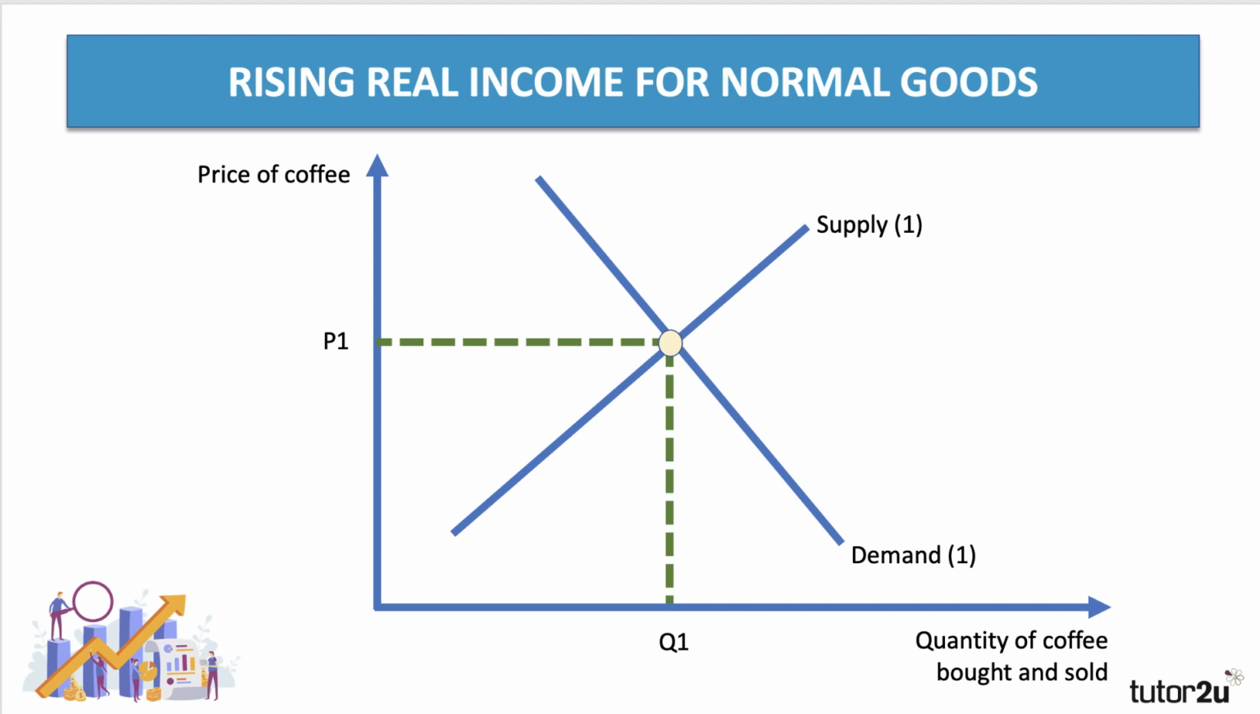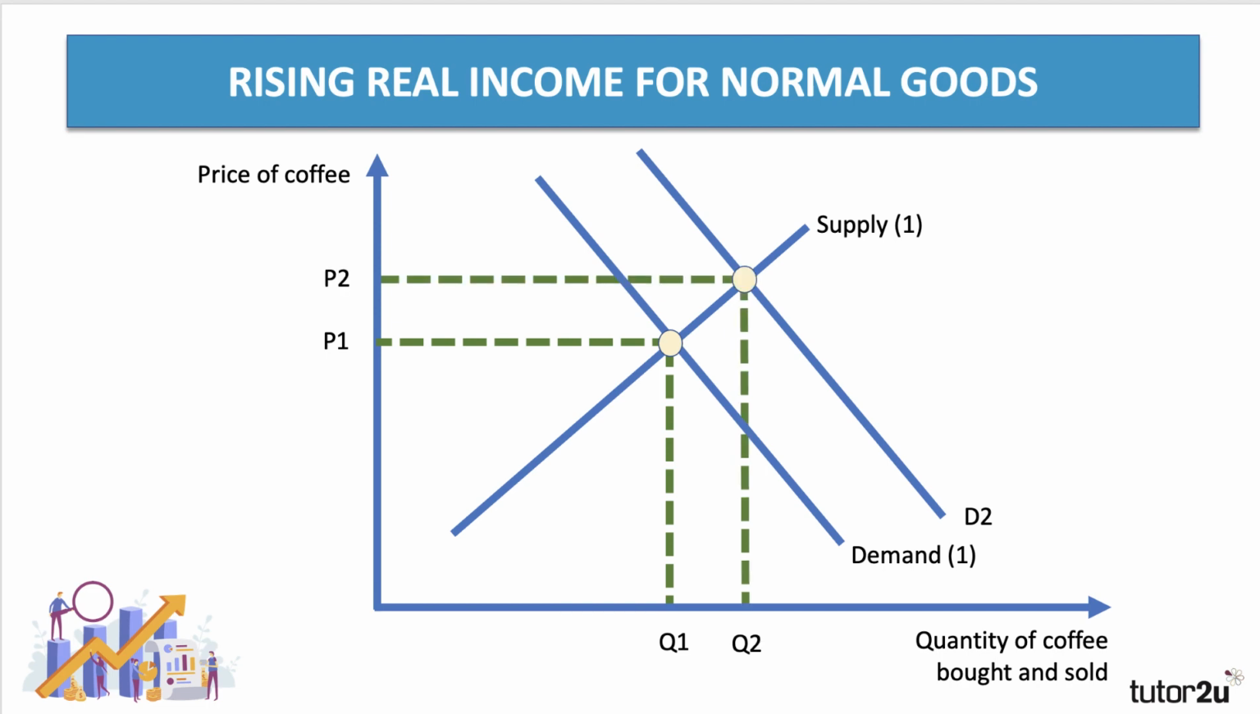So if incomes go up for normal goods, for example, the price of coffee, if income rises, we'd expect to see the demand curve shift out from D1 to D2, and that causes an equilibrium at a higher price and quantity. So rising incomes will lead to an increase in demand for a normal good.